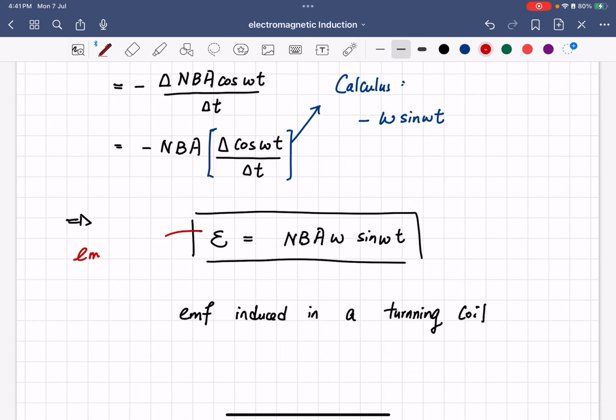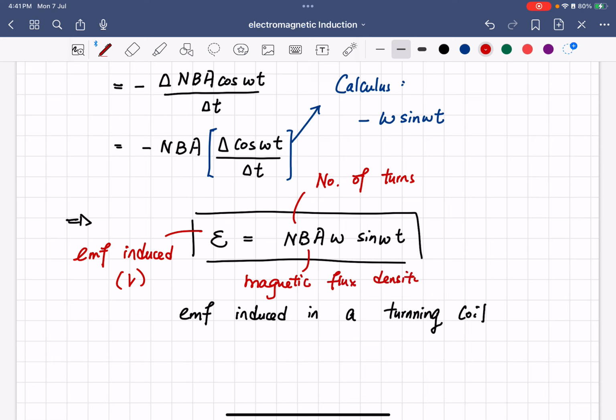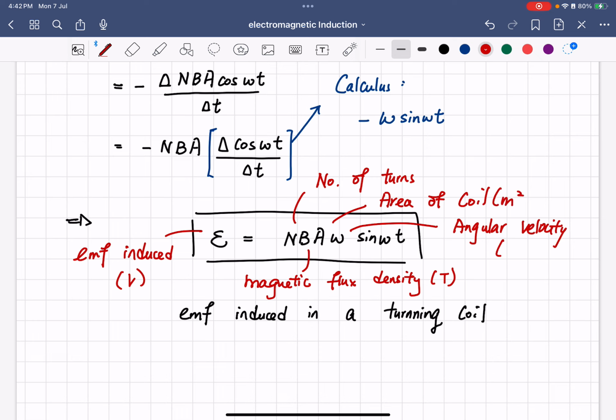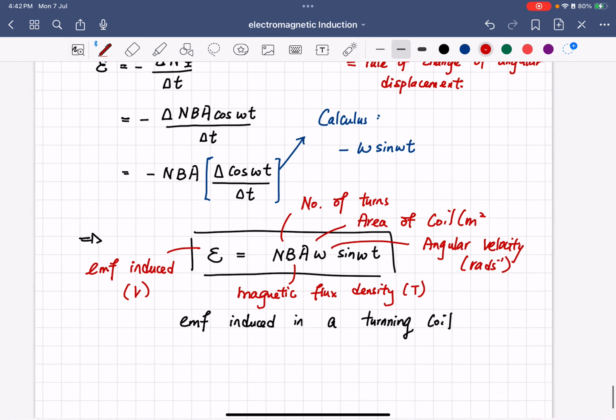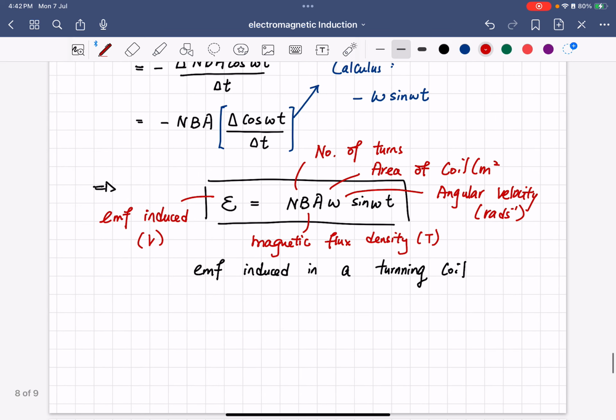Here, EMF is induced in volts, N is the number of turns in the coil, B is the magnetic flux density, A is the area of the loop of the coil, and omega is the angular velocity. So there is a sine function here to give you an understanding of how it changes with time.